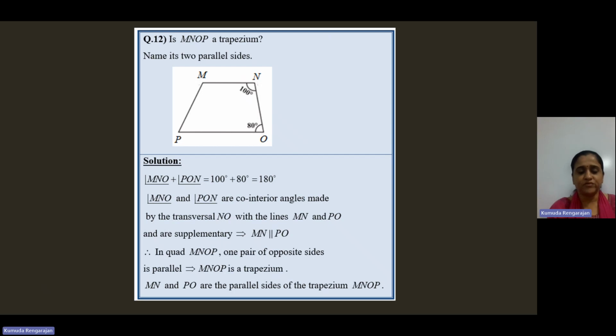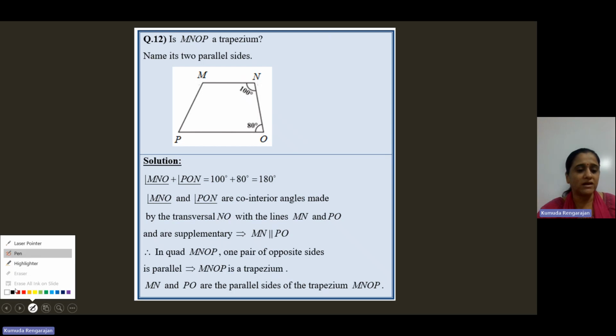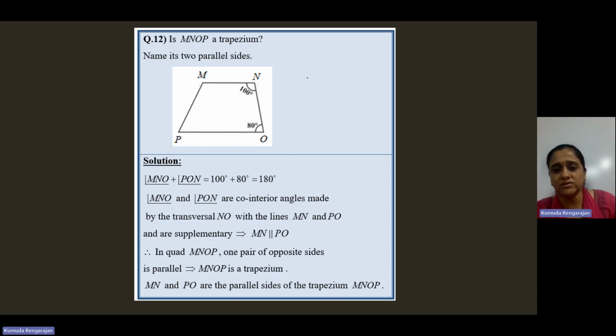See, first find the sum of the angles. Angle MNO plus angle PON is equal to 100 plus 80, which is 180. Is that understood? Okay, so now we know that the angles in these positions are co-interior angles. Even if you have a figure like this, these are co-interior angles. Why? Because these are two lines, and they are intersected by a transversal.